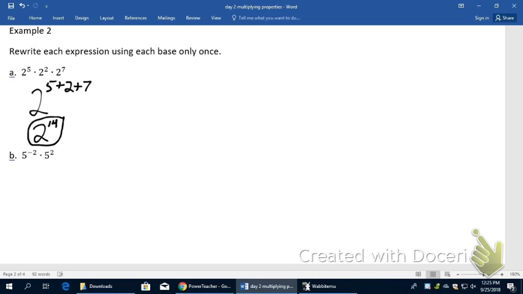On part B, you're also going to add those exponents, negative 2 and 2, since both bases were 5, and you get 5 to the 0. Now I know that would be 1, but again, we're only writing it so where each base is once.